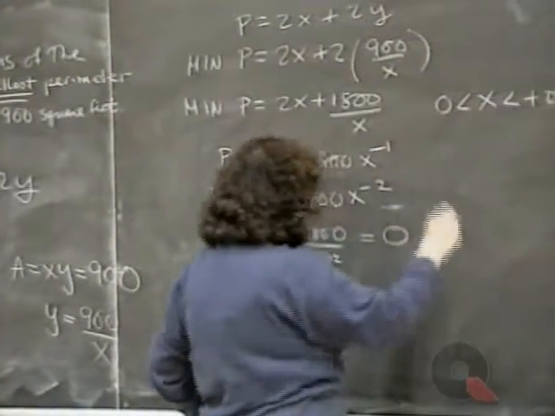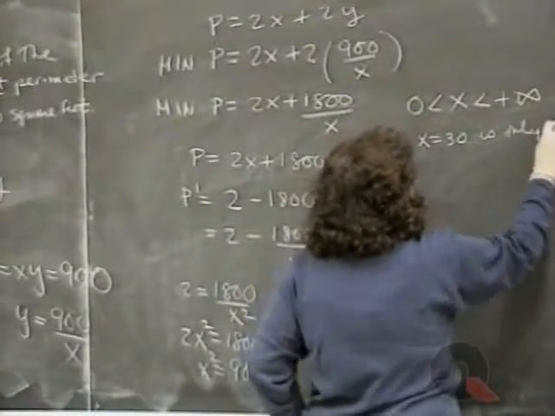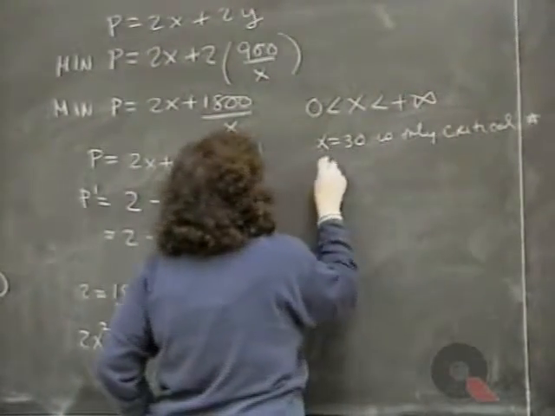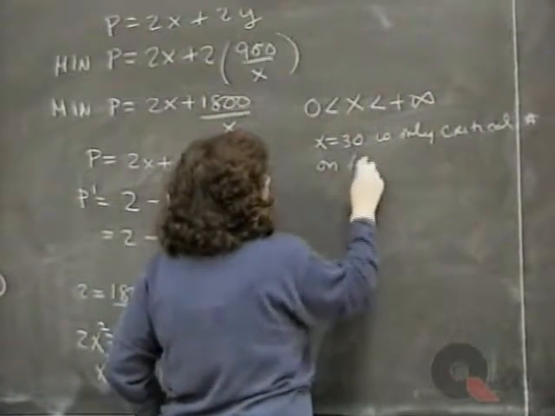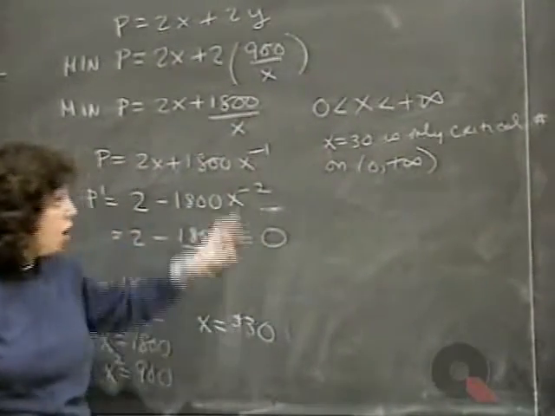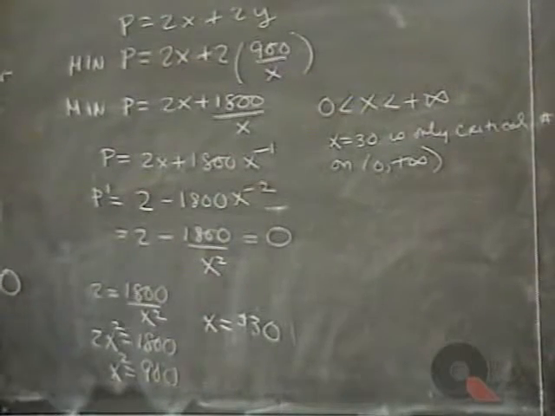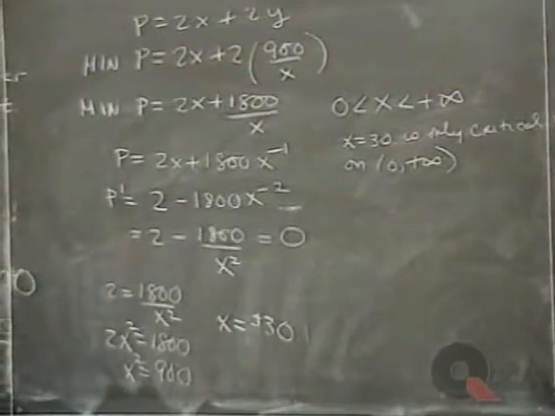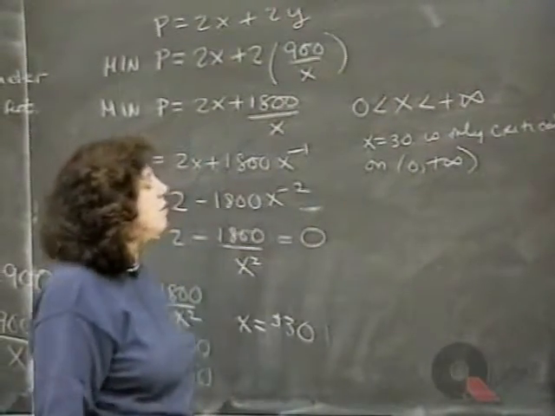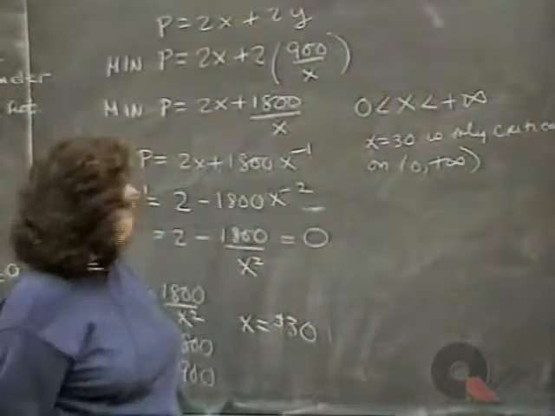This is the interval. X equals 30 is the only critical number on the interval. So even though there are two critical numbers, only one of them applies. Obviously, we don't have a dimension of negative 30 feet for a rectangle, but this is our interval. And x equals 30 is the only critical number on that interval. So if we could show it's a local min, we would have the absolute min.